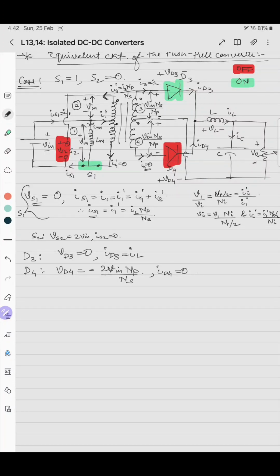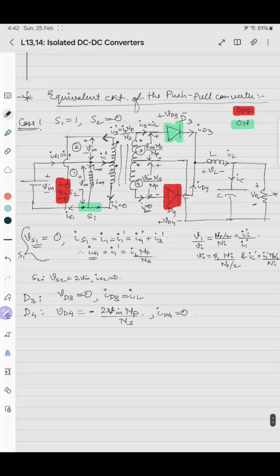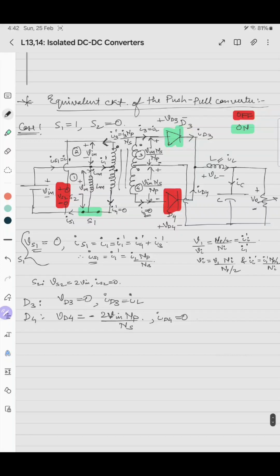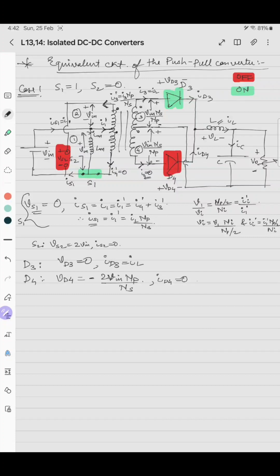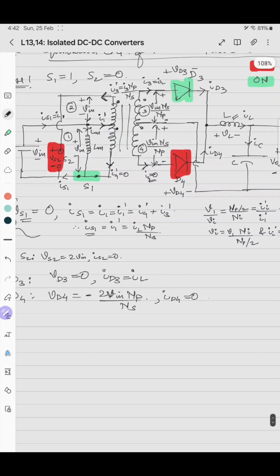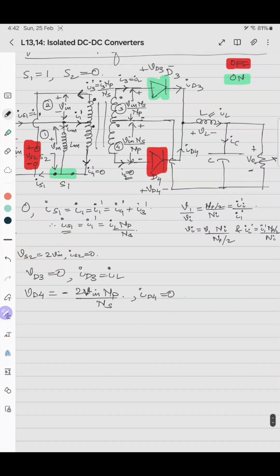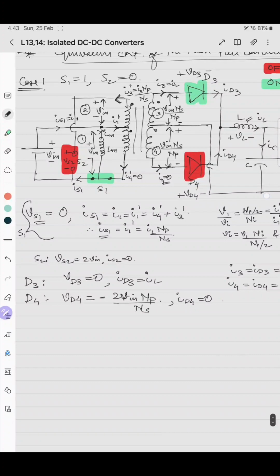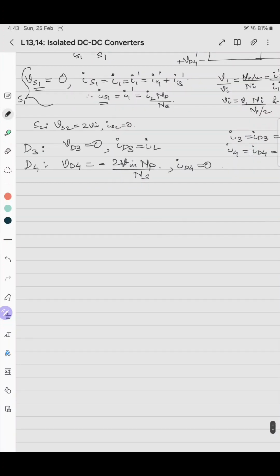And in this case IL is rising. We already know that the same assumption holds, that this inductance L is sufficiently high so that this converter operates in the continuous mode of operation. So this is done. I3 is ID3, which is already written here, IL, and I4 is ID4, which is 0. Everything is written. I think nothing is remaining. Then we'll go to case 2.